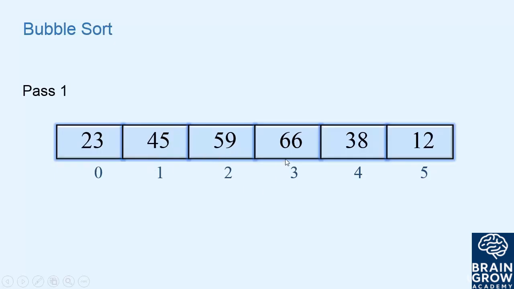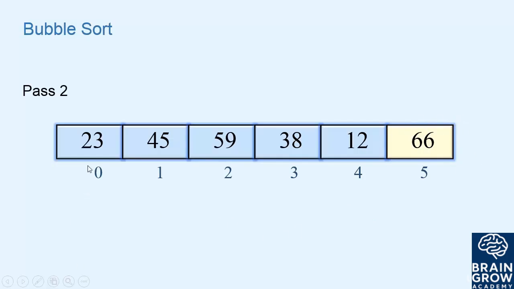Next A2 and A3 are compared. Again there is no need of swapping. Next A3 and A4 are compared. Now this is bigger, so we'll swap them. Next A4 and A5 are compared. Again we need to swap, so we'll swap them. Now at the end of pass 1, we can see that the biggest element is 66. It has come down at the last position.